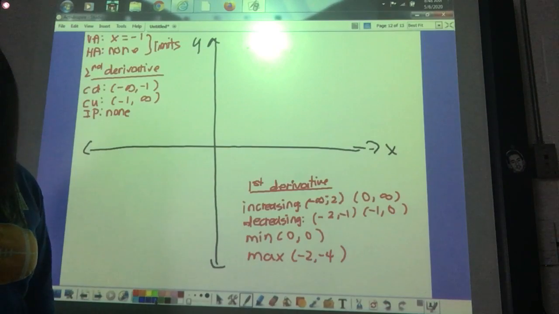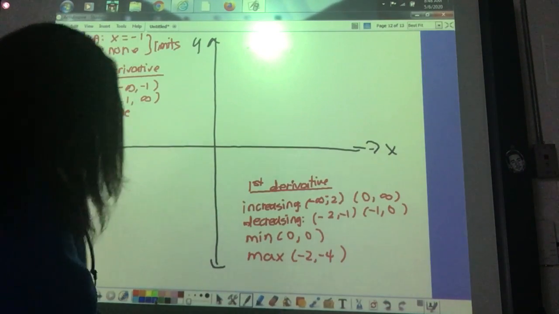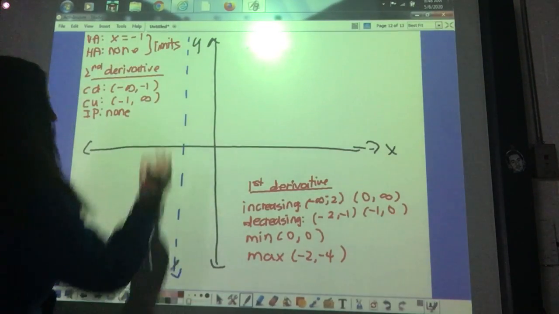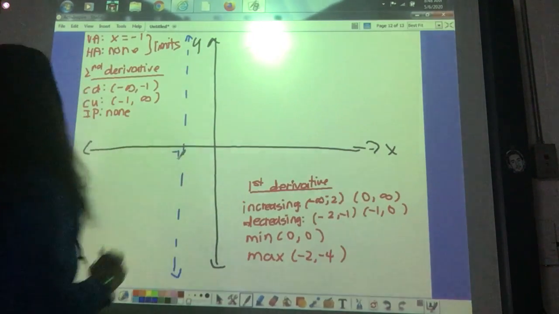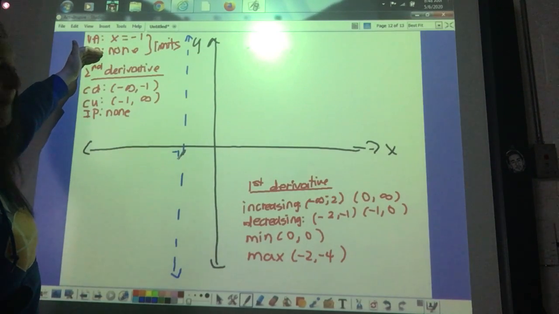Now here's the fun part. We are just going to sketch it. So let's start with our vertical asymptote. We have a vertical asymptote at x equals -1. That's my vertical asymptote at x equals -1. There's no horizontal asymptote, so I don't need to draw that.